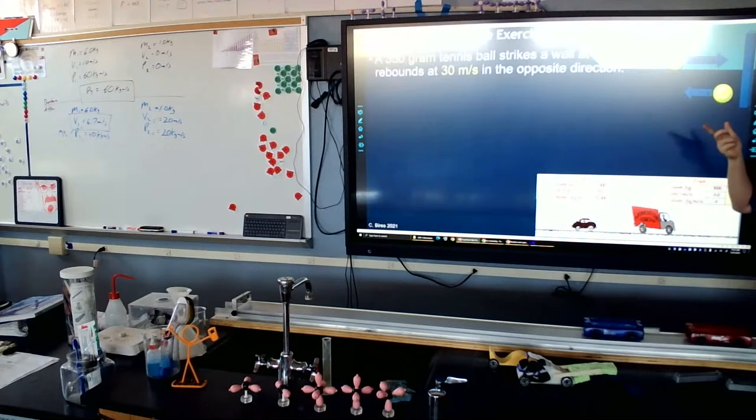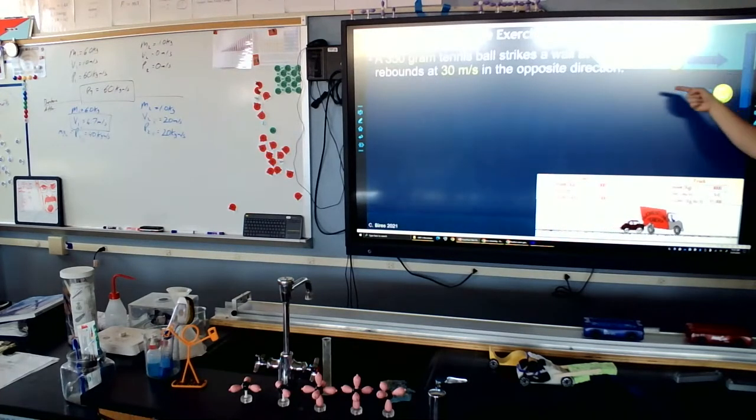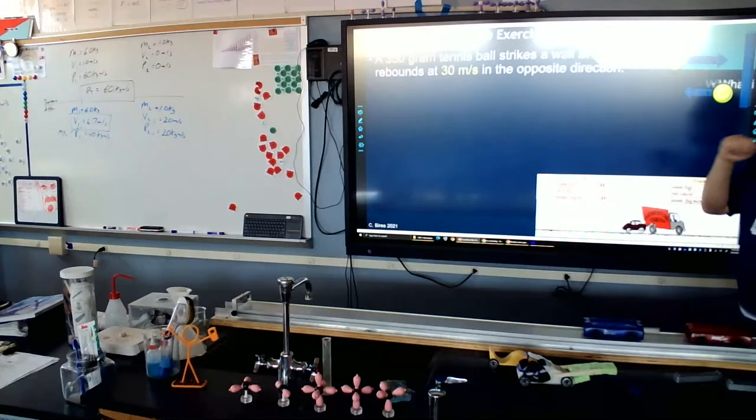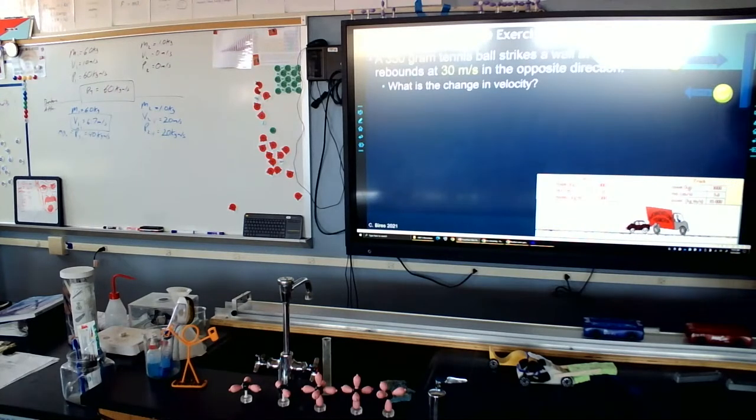What am I going to ask? I've got the mass of the ball, I've got the initial velocity and the final velocity. What am I going to ask? The force at which it hit the wall. Eventually, but initially, what's the change in velocity?